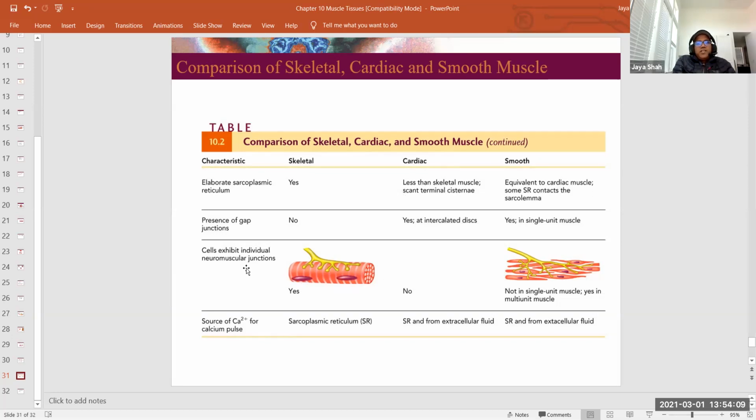Cells exhibit individual neuromuscular junction, not in single unit muscle, but in cardiac, you have no junction. You have autonomic neurons on the muscle cells. Source of calcium for calcium pulse, that is sarcoplasmic reticulum here in the skeletal muscle. And in cardiac, it is sarcoplasmic reticulum and some extracellular calcium. Same thing in the smooth muscle too.